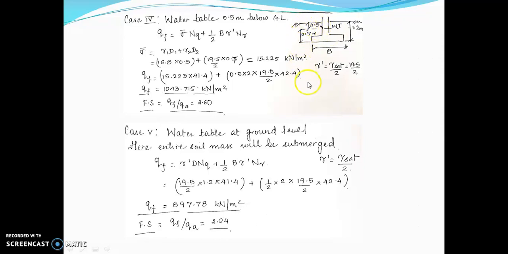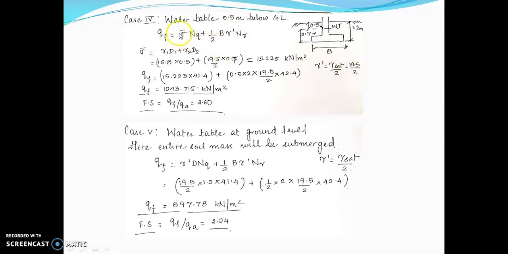And below the water table everything is going to be submerged. So now, beneath the footing, what will be the soil? That is below 1.2 meters, what will be the soil type? Completely submerged. Above the footing, it will be partly submerged, partly dry. So now, our cause of concern, this second term is of no problem. This directly gets replaced by gamma dash, that is submerged unit weight. Submerged unit weight is taken as gamma sat by 2, that is 19.5 by 2 in this problem.